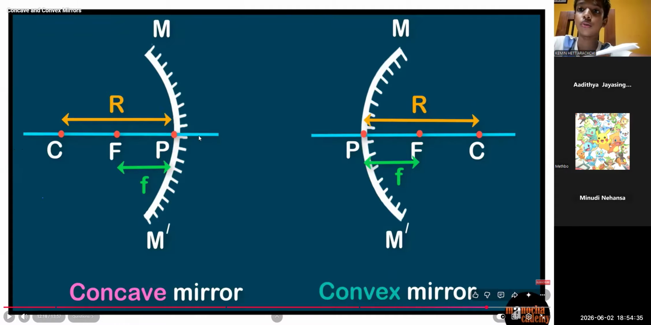So what is this blue line? Principal axis. Principal axis, putha. What is this capital R? Radius of curvature. Very good, the radius of this sphere or the circle. Now you know the terms.